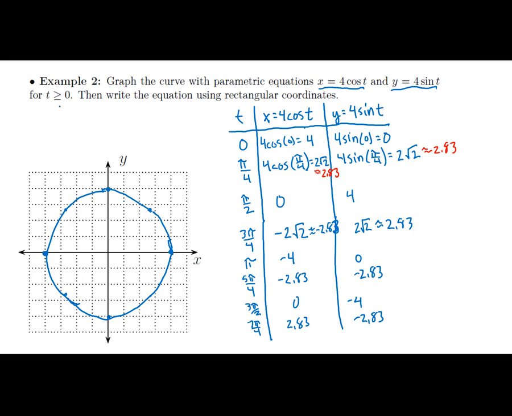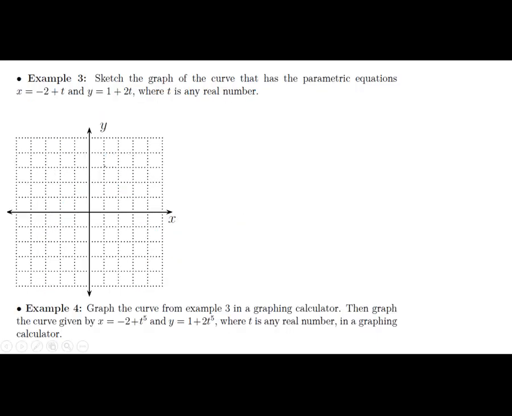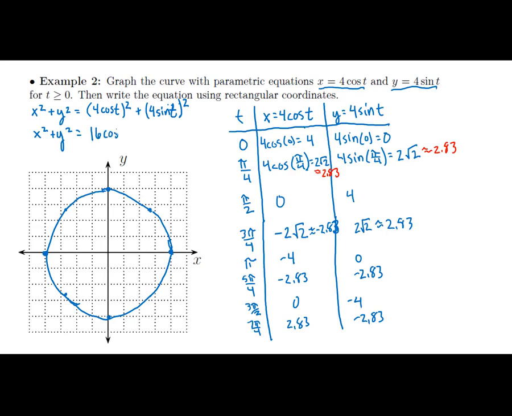So anytime I can make sine squareds and cosine squareds add together, I know that that turns into 1. So I'm going to take x squared plus y squared. The reason I'm doing that is because I recognize that if I square the 4 cosine t and I square the 4 sine t, good things are going to happen. Oops, that should be a t squared. So x squared plus y squared is equal to 16 cosine squared t plus 16 sine squared t.